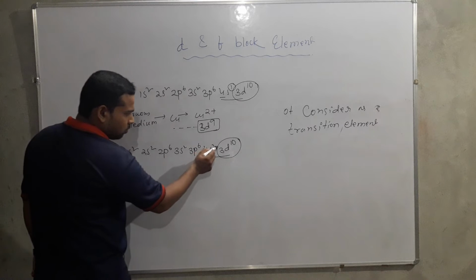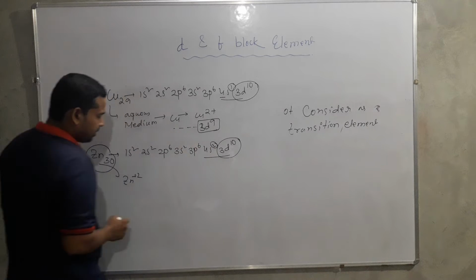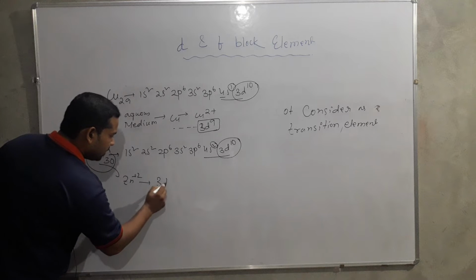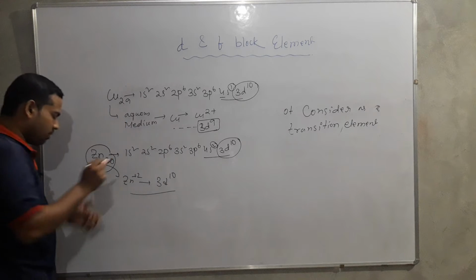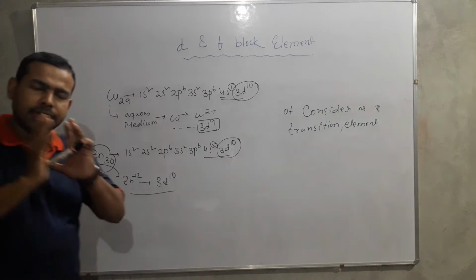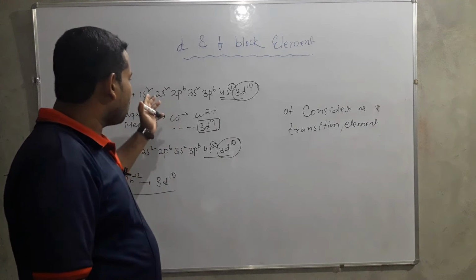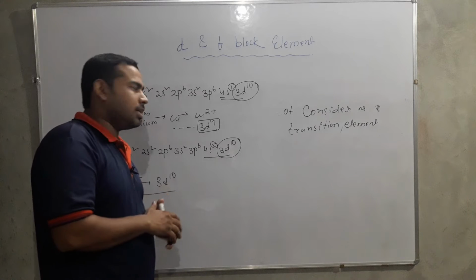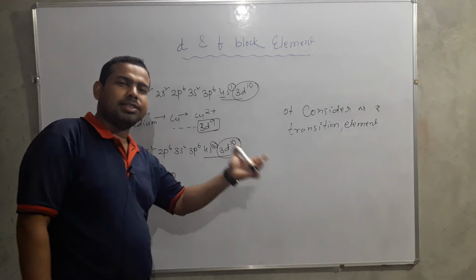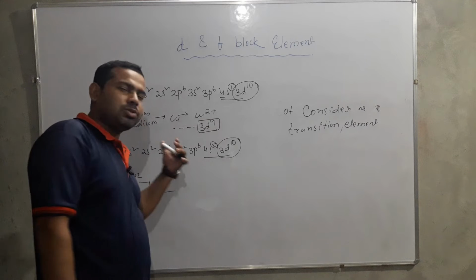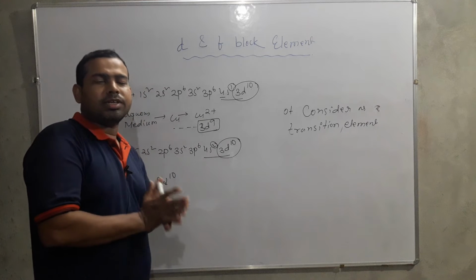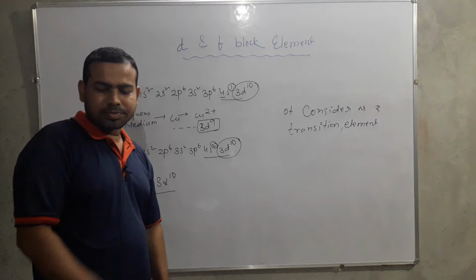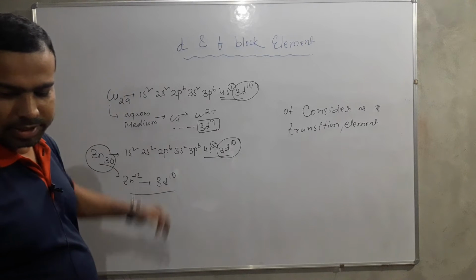So for plus 2, zinc loses 2 electrons from 4s. So this one becomes 3d10. So in aqueous medium also zinc shows 3d10 configuration, but copper shows 3d9 configuration. That's why we consider copper a transition element, whereas zinc is considered a non-transition element. Clear, people? Okay, so this is the exceptional case.